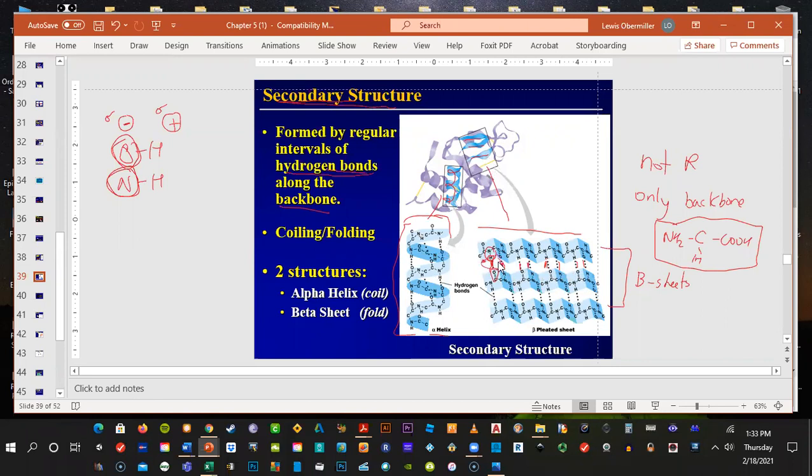So this is 2, 4, 6, 8, 10, 12, 14, 16 hydrogen bonds. And this one, we have 1, 2, 3, 4, 5, 6, 7, 8. So which of these do you think hold their shape better, beta sheets or alpha helices? Beta sheets. Yeah, the beta sheets, because they have more hydrogen bonds. They're holding hands more.